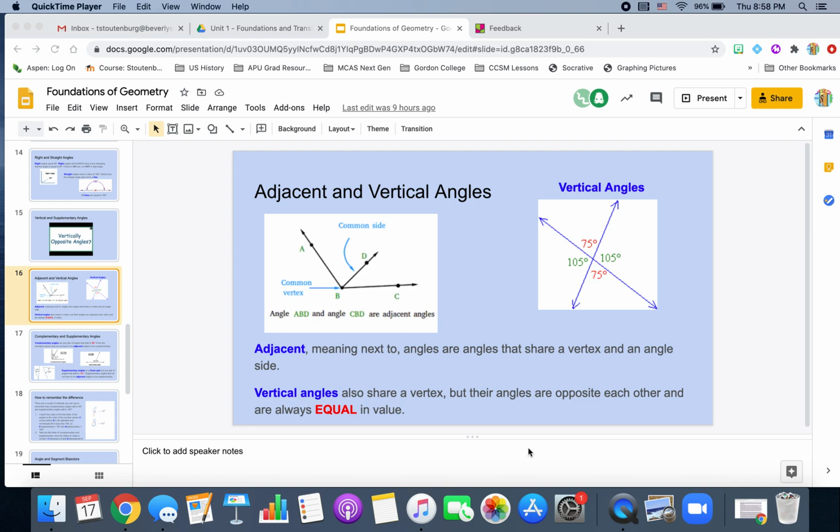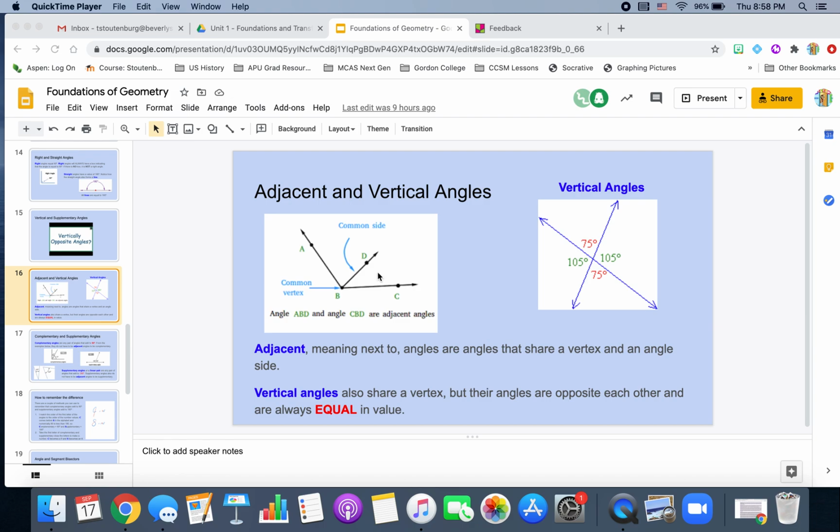Our work with just finding angles, okay? Here are two additional types of angles. We've already talked about right angles and straight angles, but I wanted to also introduce you to adjacent angles. Now, the word adjacent, just in regular English language, means next to.